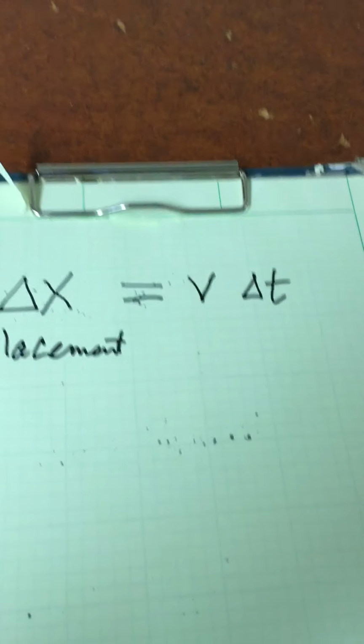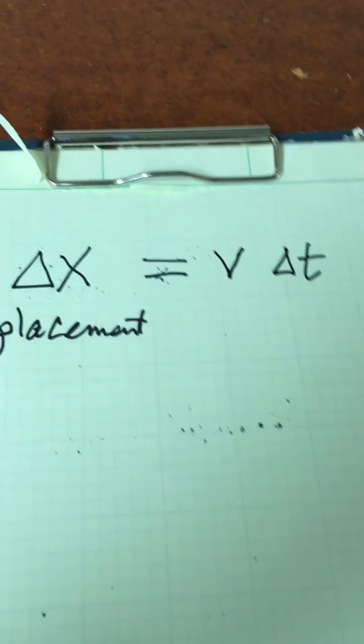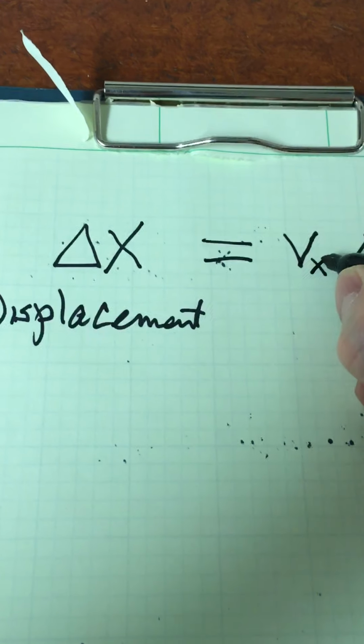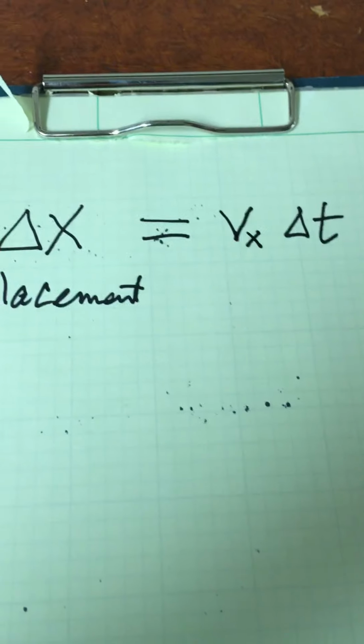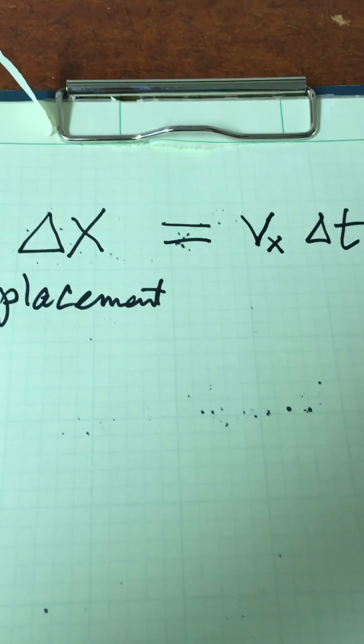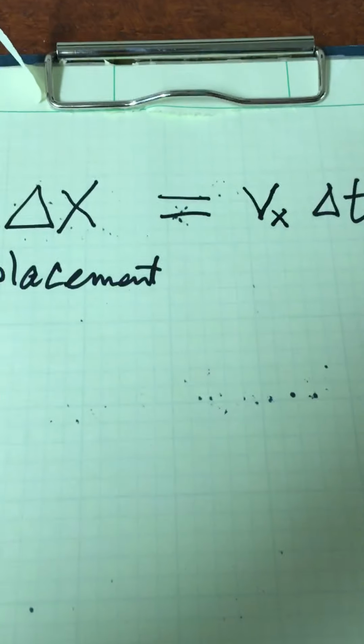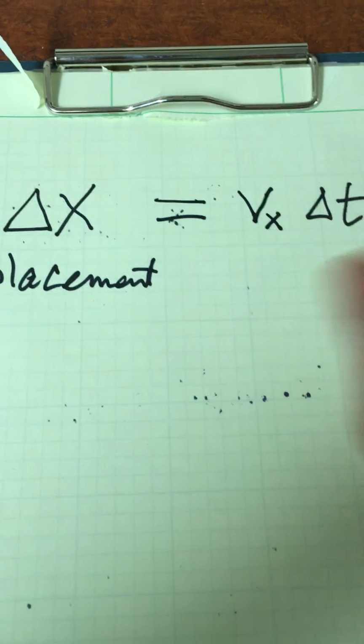So here's our first equation. Delta x equals v delta t. I'm going to alter it in a couple of subtle ways. One is I'm going to put a subscript here because we're traveling in the horizontal direction. If we were traveling in a vertical direction, I want to distinguish that velocity from this velocity.